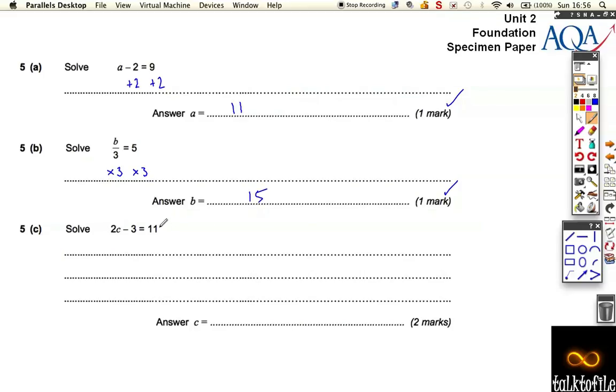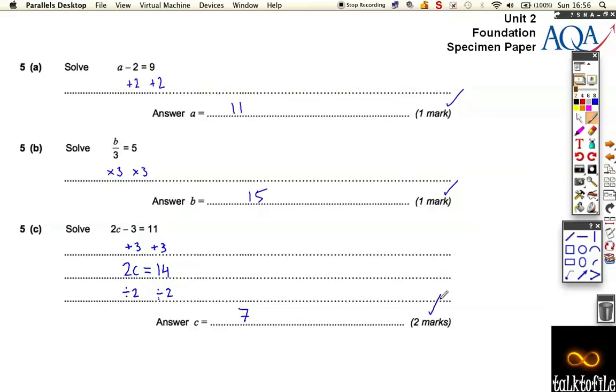Now this one's a little bit tricky because you've got to do two steps. So the first step is to do the opposite of minus 3, which is plus 3. So if I did that, I'm left on the left with 2c, and on the right, I'm left with 14. Now I need to do the opposite of times by 2, which is divide by 2. So divide by 2, divide by 2, c must be 7.